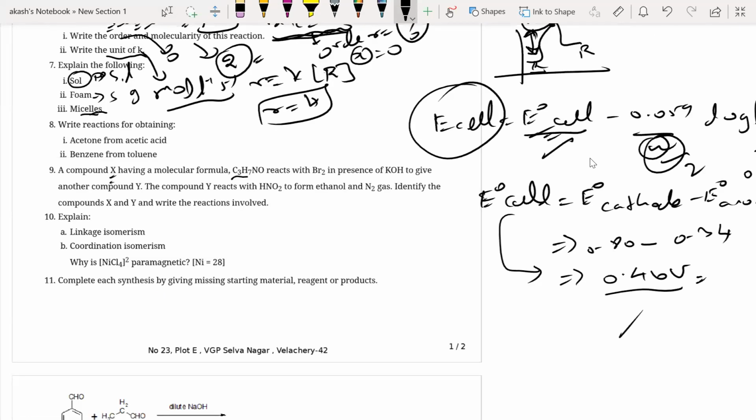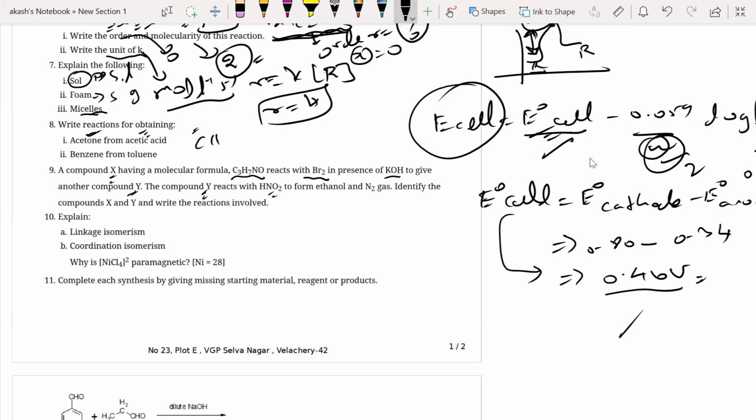Next, a compound X having molecular formula C3H7NO reacts with Br2 in the presence of KOH to form another compound Y. Then Y reacts with H in order to form. Oh, okay, equation, sorry. Fine. So we have acetone to acetic acid. What you have to do is write the reactions for obtaining acetone from acetic acid.